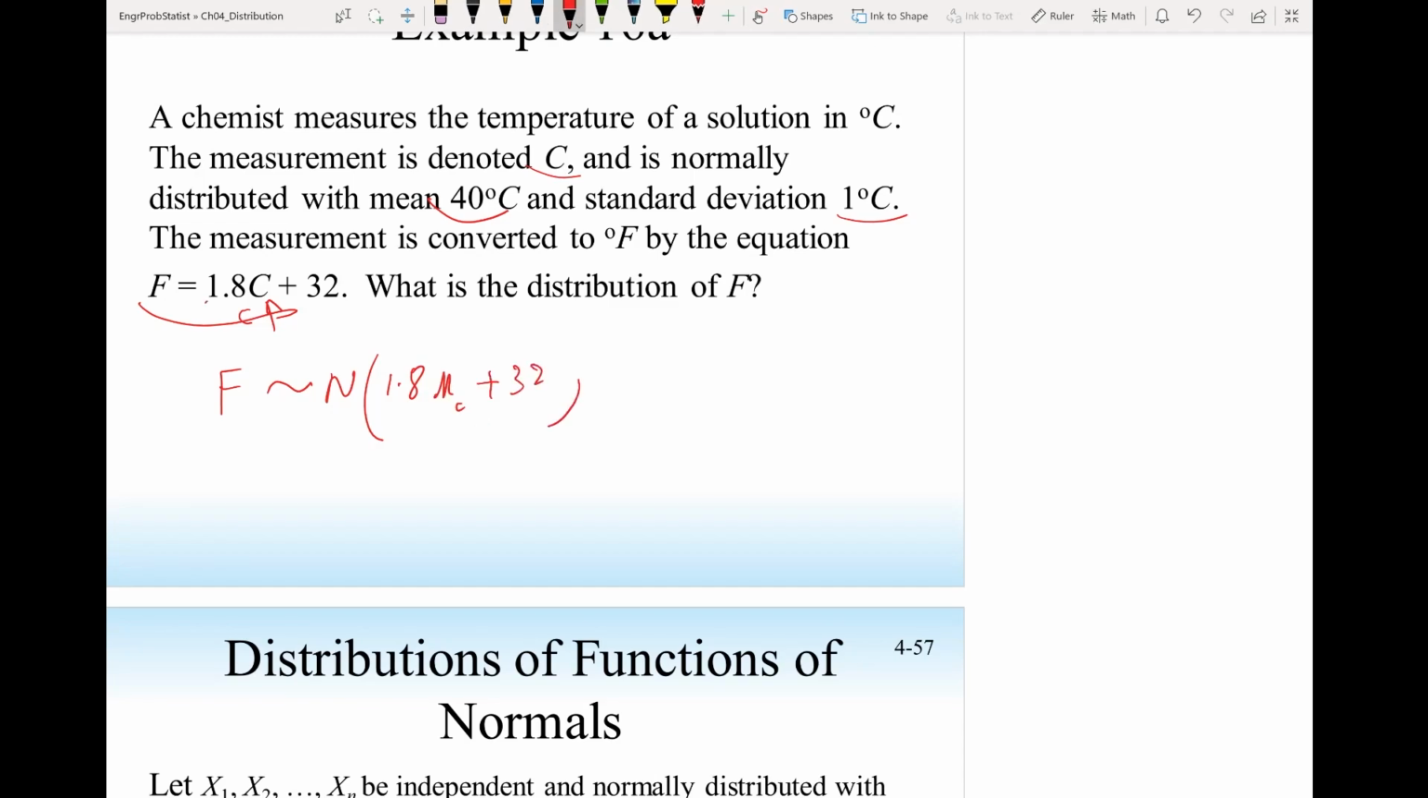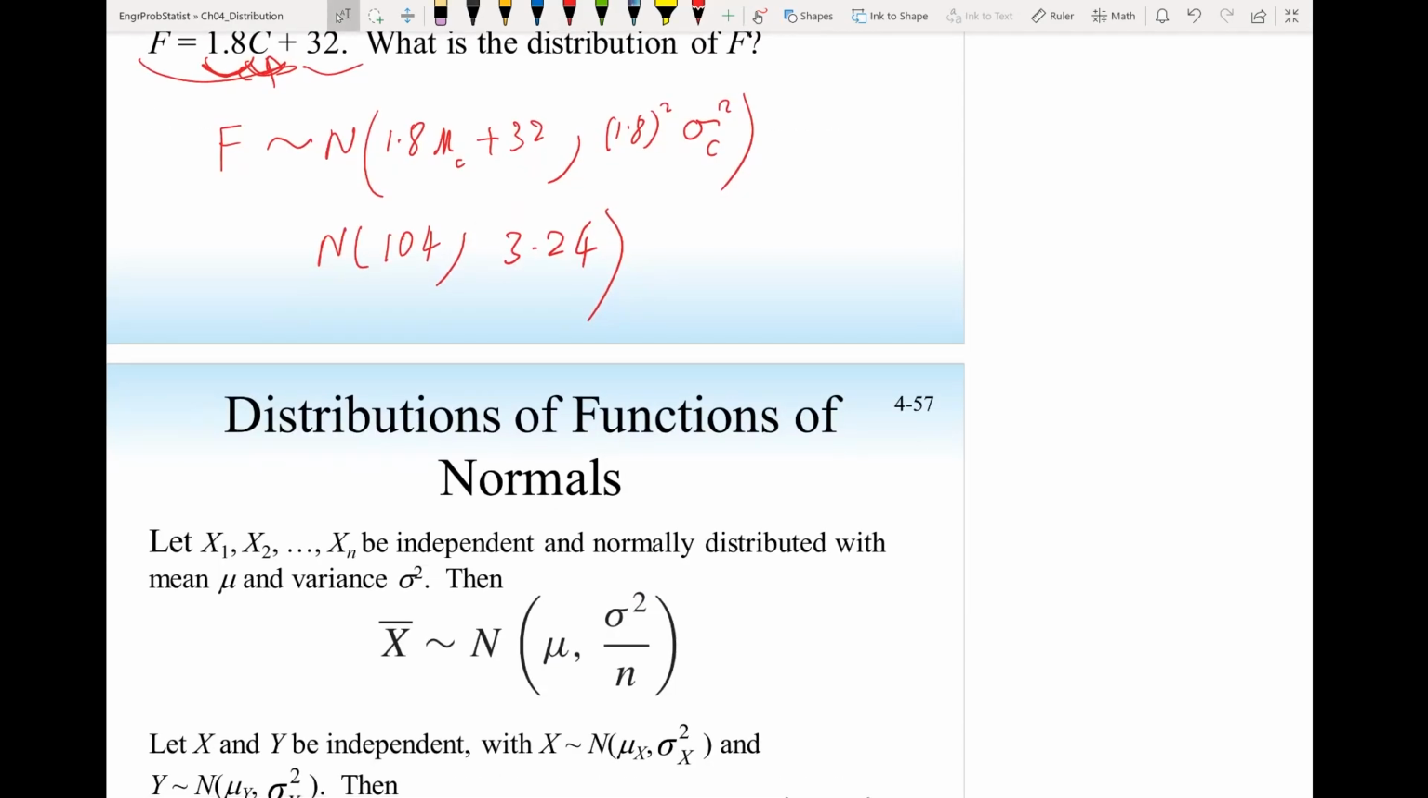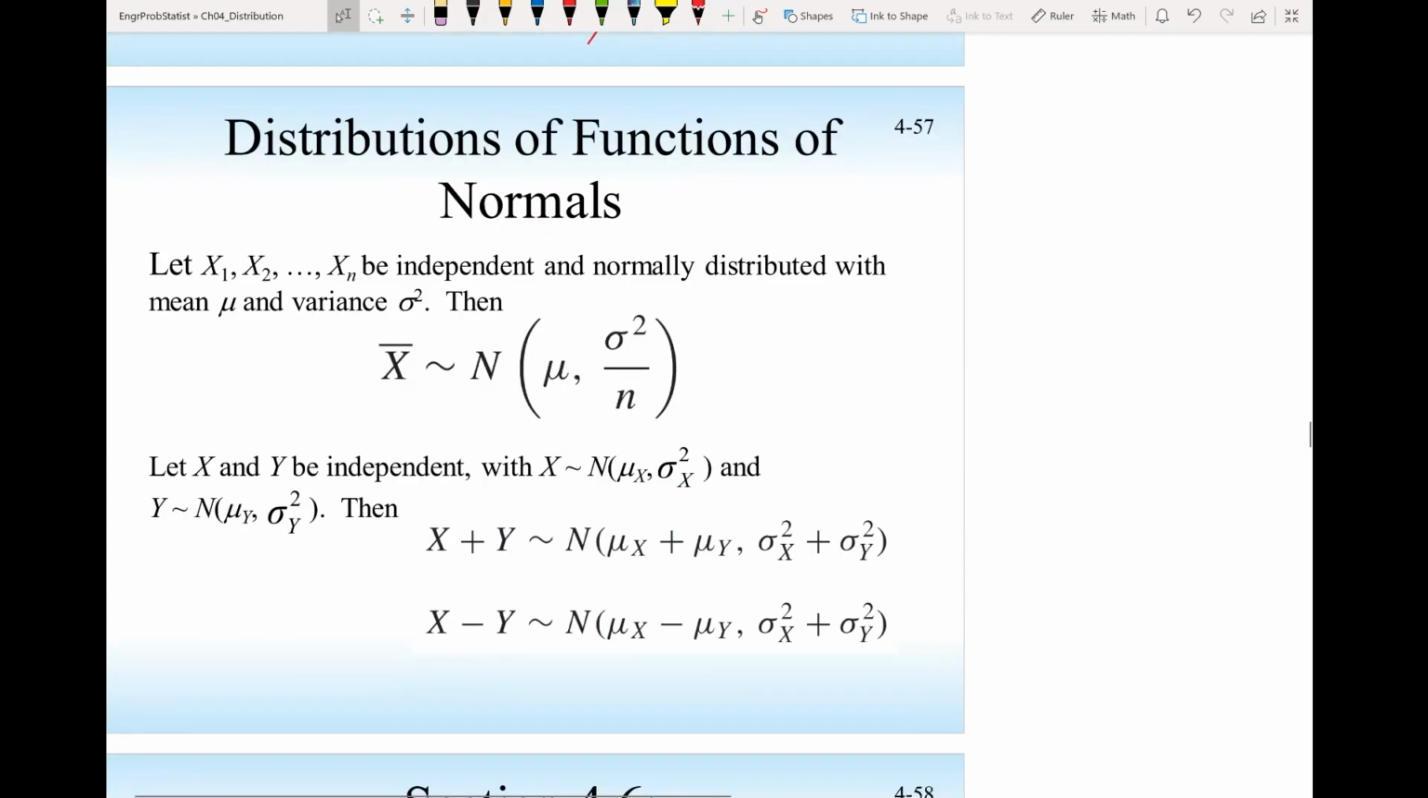And the variance will be the constant squared times the variance of C. Now the constant doesn't affect the variance because it will be added to every value, so no variation. And this will be a normal distribution. The mean of the centigrade is 40, so 40 times 1.8 plus 32 is 104. And the variance will be 1.8 squared times the variance of C, which is 1 centigrade squared, that is 3.24 Fahrenheit squared.